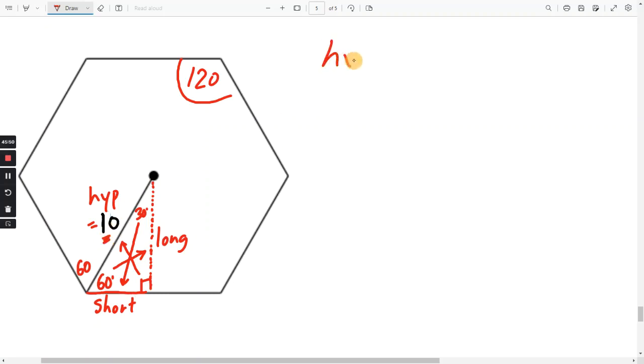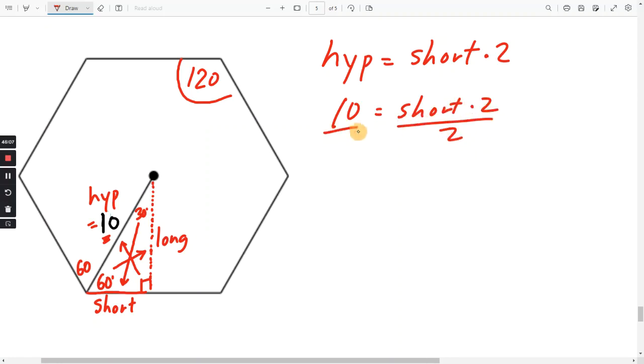So for 30, 60, 90, the hypotenuse equals short times 2. We see the hypotenuse is 10, and that equals short times 2. So the opposite of times 2 is divided by 2, and 10 over 2 is just 5. So the short side is 5.